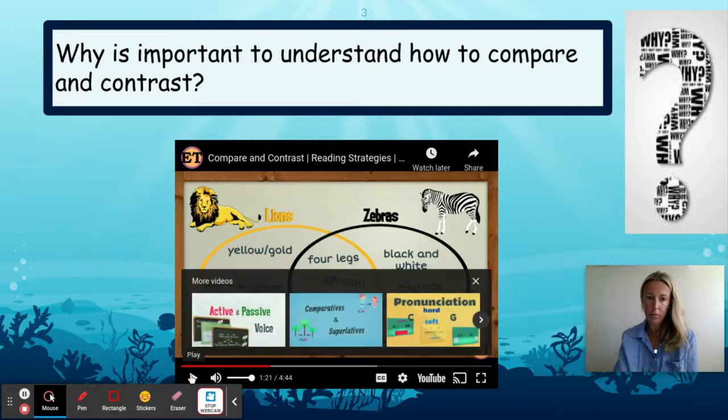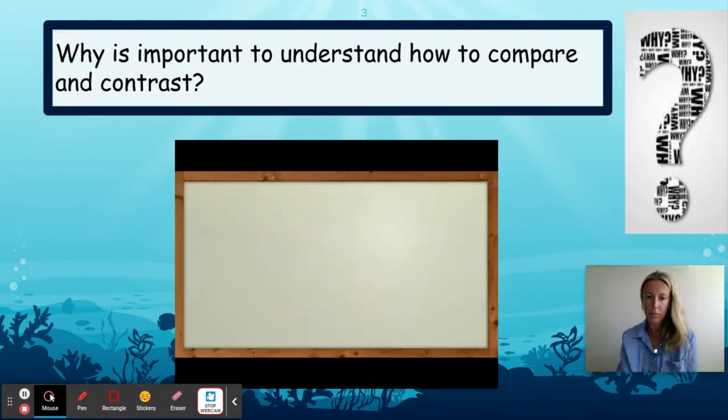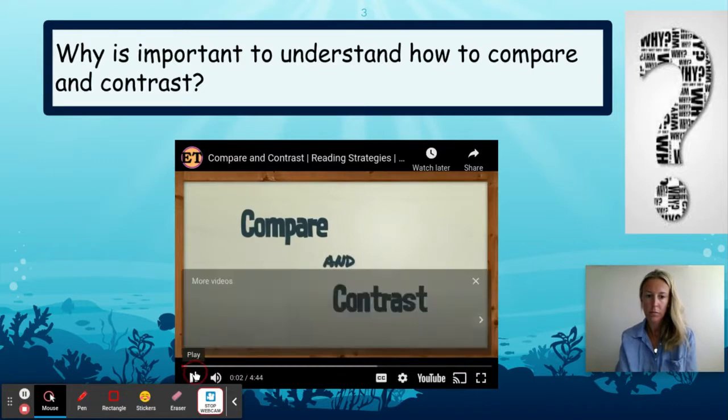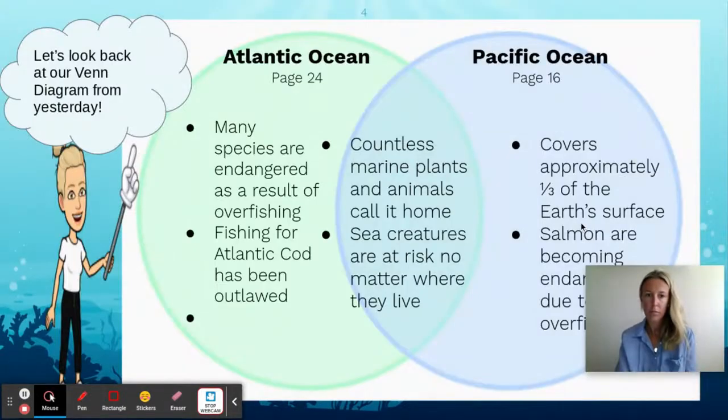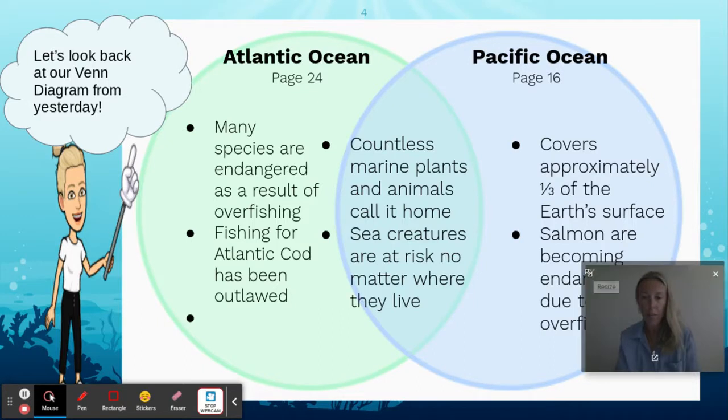We can use the Venn diagram to compare and contrast. Let's look at the Venn diagram that we made yesterday on day 10. Yesterday, we compared and contrasted the Atlantic Ocean versus the Pacific Ocean. We were able to identify that both oceans have countless marine plants and animals that call it home. Both the Atlantic and Pacific Ocean have sea creatures that are at risk no matter where they live.